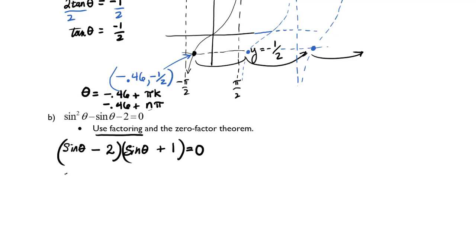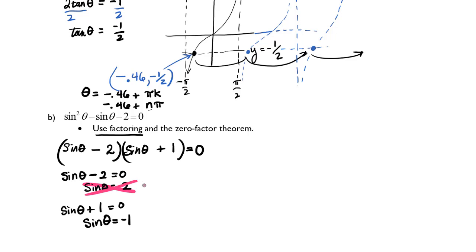If I set my factors equal to 0, I'll have sine theta minus 2 equals 0 and sine theta plus 1 equals 0. And then I'll solve for sine theta. Sine theta is equal to 2, and also sine theta is equal to -1. Recall that sine of theta cannot equal 2, so we will throw out this one because it's not possible.